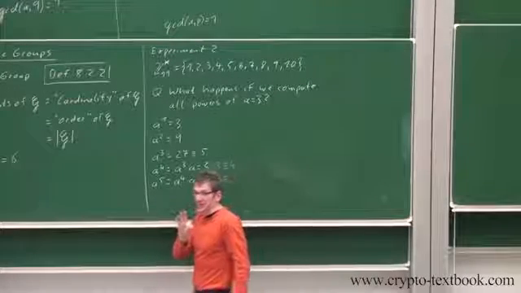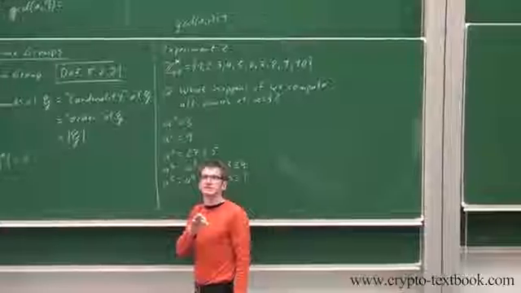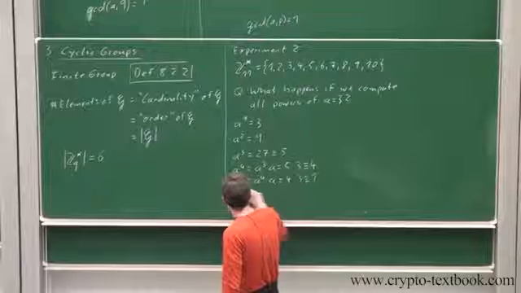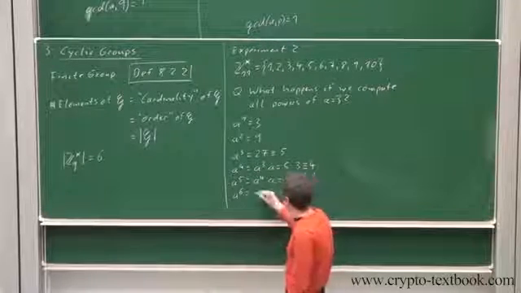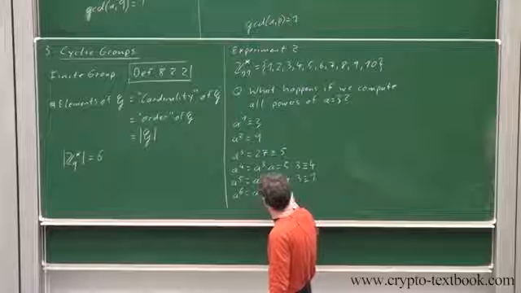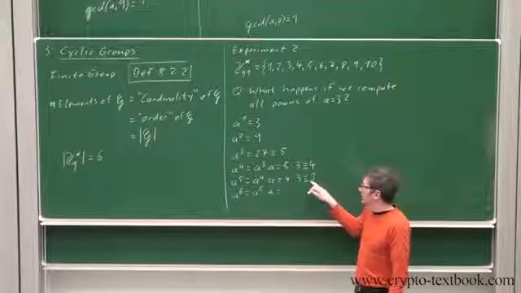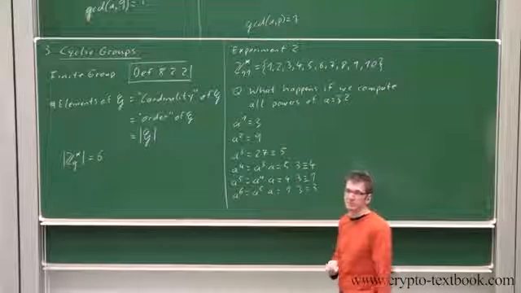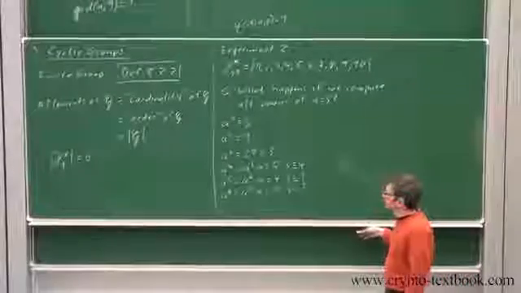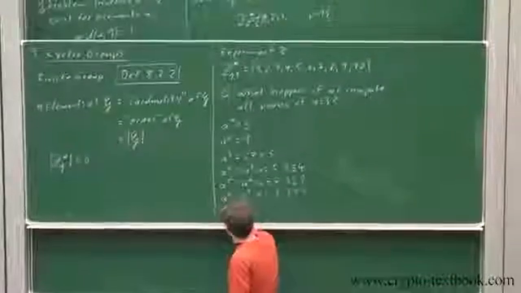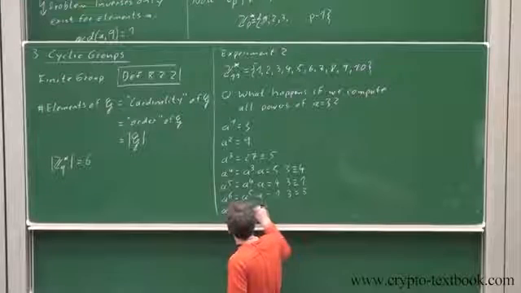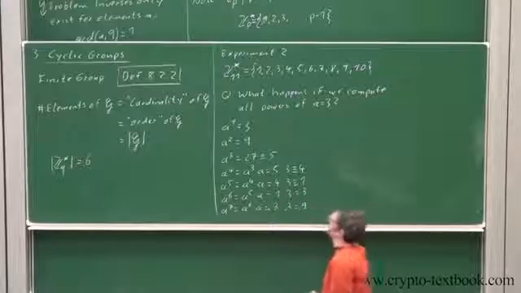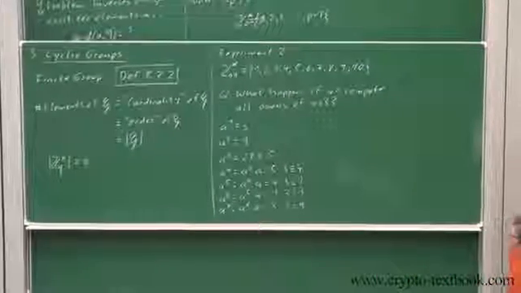Now stay with me. Everybody awake? One person doing Facebook, that's okay. So, what's a to the 6th? Well, you take a to the 5th times a. A to the 5th was 1, so 1 times 3 is 3. Let's continue. What is a to the 7th? This is a to the 6th times a. 3 times 3 is equal to 9. Am I right? Yeah.